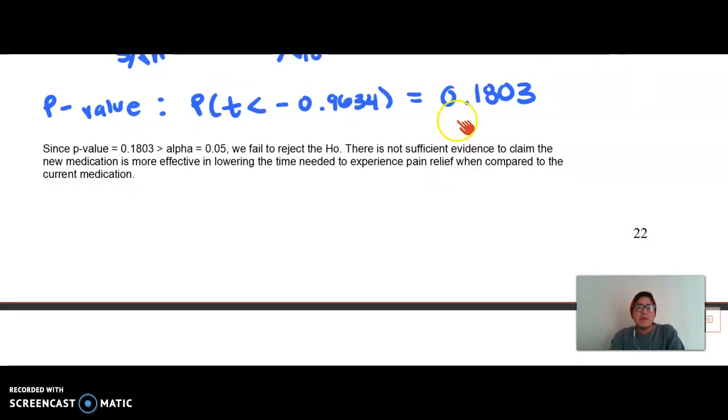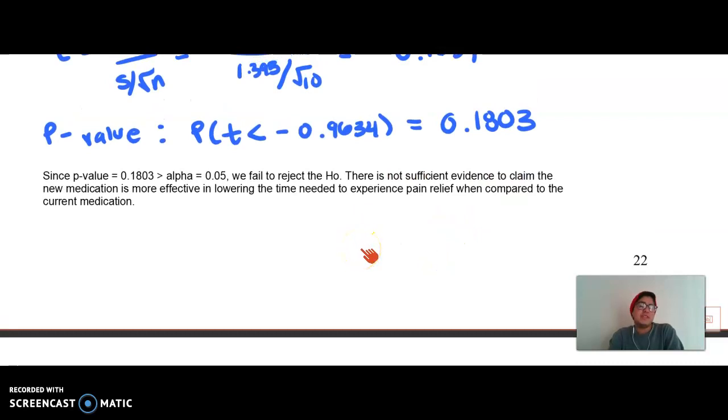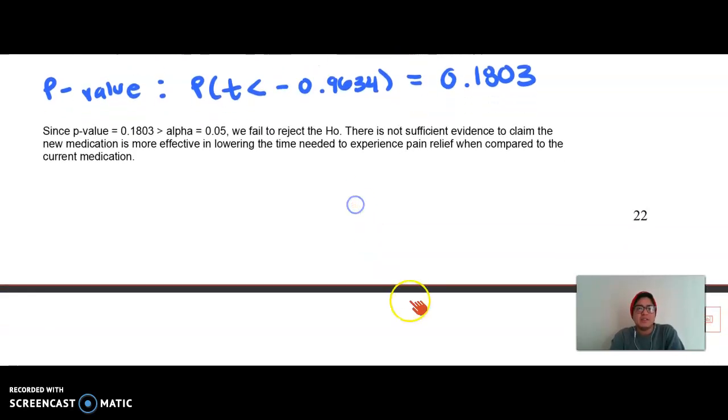And then based on our p-value, we have to make a decision in terms of the null hypothesis. And then once we make a decision in terms of the null, we either do or do not have evidence for the alternative. Now, since here we're failing to reject the null hypothesis, this could potentially be a type 2 error, where we fail to reject the null, but the null may actually be false.